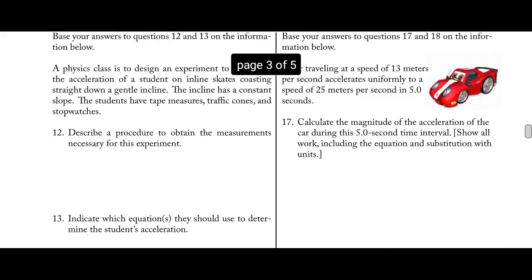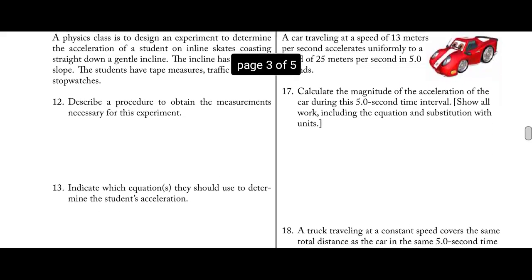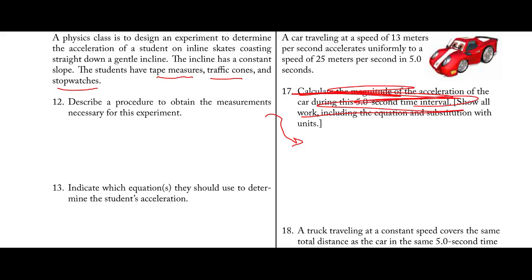All right, so here's what we got. It says a physics class is to design an experiment to determine the acceleration of a student on inclined skates coasting straight down a gentle incline. The incline has a constant slope. The students have a tape measure, traffic cones, and stopwatches. So produce a procedure. I'm going to sketch the procedure over here. We're not really talking about number 17, but I just need more room to do that. And so let's just kind of give a layout.